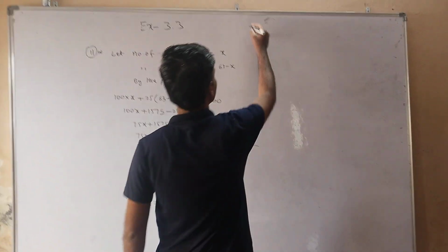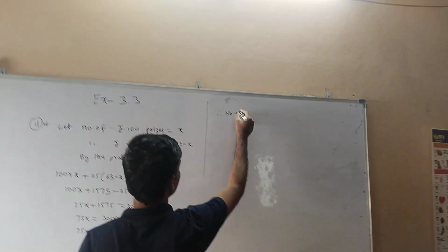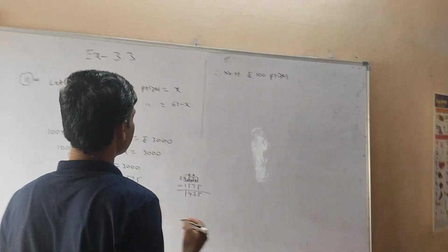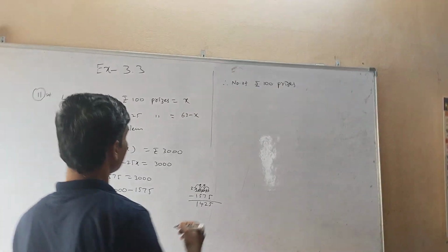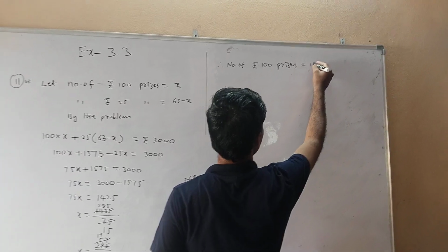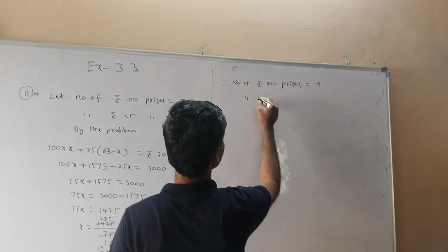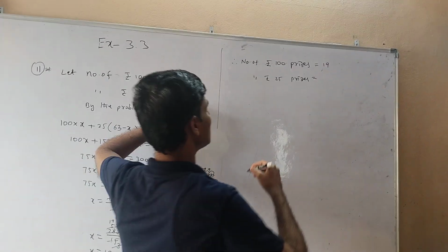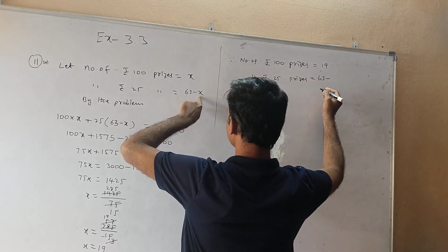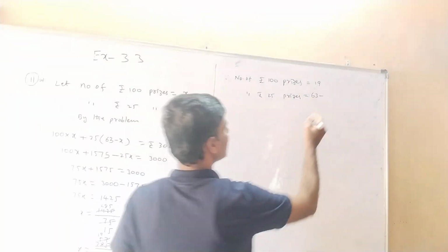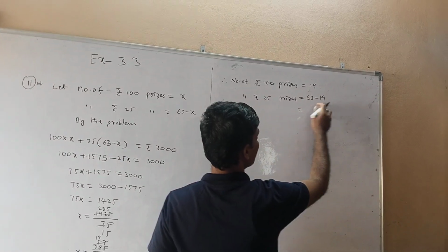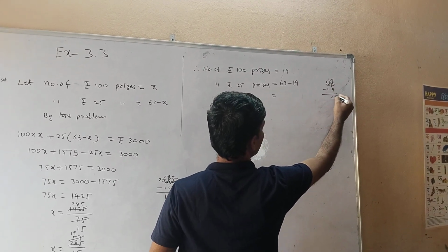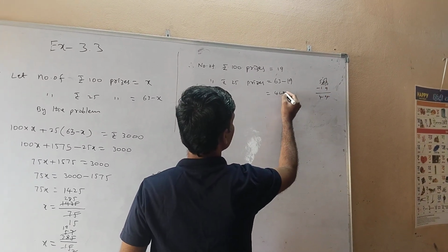Now here we can write, therefore, number of rupees 100 prizes equals how much? How many are there? 19 prizes. And number of rupees 25 prizes equals 63 minus x. The x value, how much did you get? Here 19 we got, right? So 63 minus 19, do it here, borrowing, 5 becomes 13, 13 minus 9 is 4, 5 minus 1 is 4, 44.